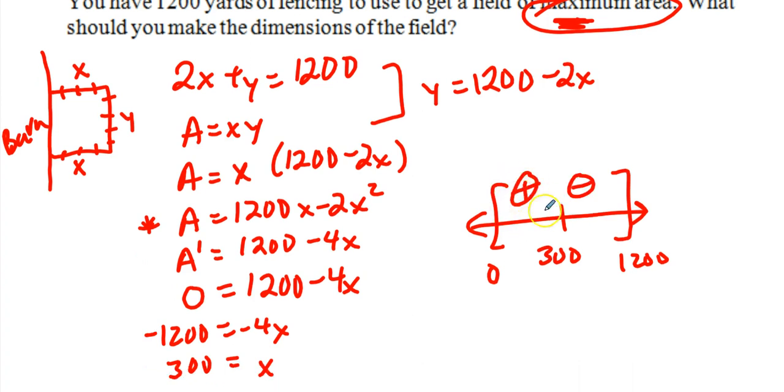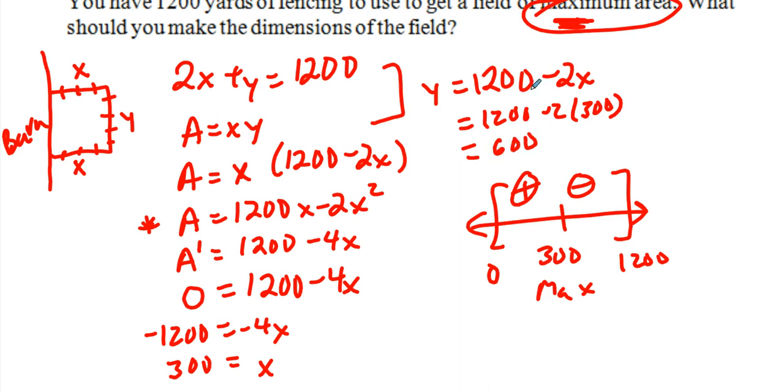So again, here we get the increasing, decreasing, and again, it cannot be below 0 because we can't have a negative amount of fencing. So we get this to be a maximum. But we want to find the dimensions of the field. So again, this is our x value, so we need to find our y. So we can easily plug that back in. I would go ahead and just plug it back into this equation. So 1200 minus 2 times 300. So our y value there is 600.